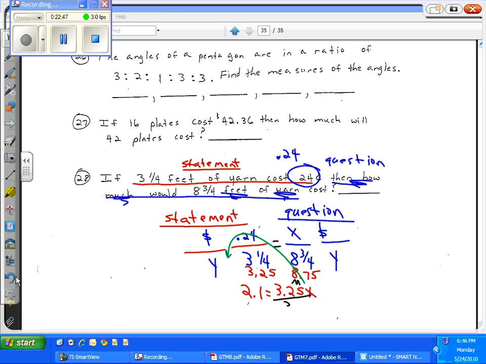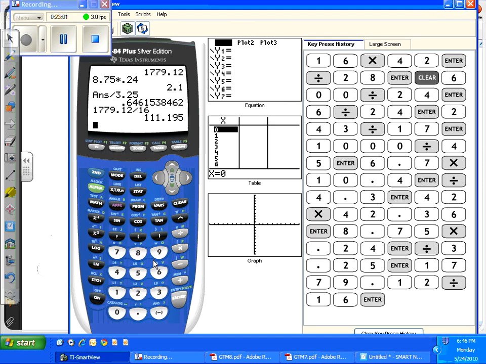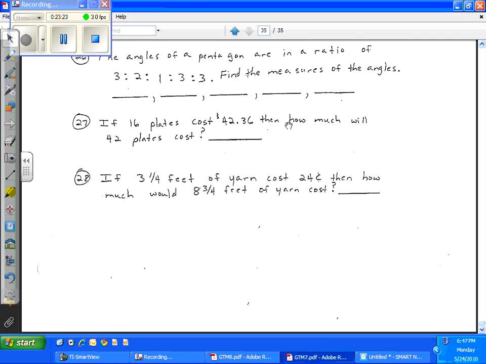And then we would undo multiplication by division. And so we're going to have 2.1 divided by 3.25. Back to the calculator. 2.1, there it is. Divided by 3.25. 0.646. That number's 5 or more, so we round up, to make that a 5. So we have 0.65, which is 65 cents.